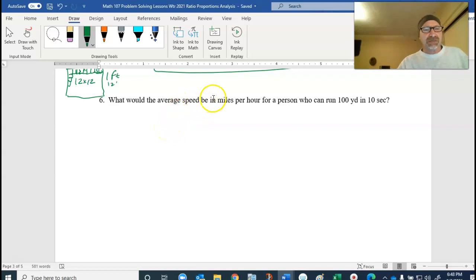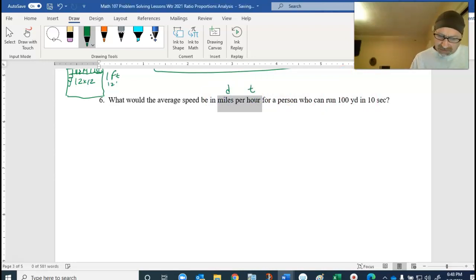What would the average speed be in miles per hour for a person who can run 100 yards in 10 seconds? So notice we want miles per hour. This is a distance, and this is a time. So we want distance per unit time. We want our answer in miles over hours. So we're going to want to start out with a distance over time. So that's 100 yards in 10 seconds. So that's a distance and a time.